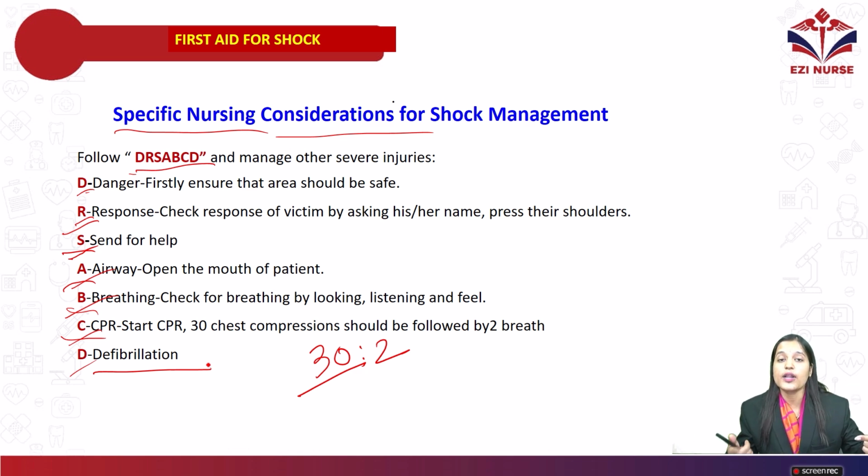They will check the patient's level of consciousness. Then S, if they want any help, they will call another person to help. Then A, you have to check the airway, then breathing. C, if there is no airway, no breathing, no pulse, and no response, then you have to start with CPR. You have to give the CPR, then defibrillation. So those are the specific nursing considerations for shock management.